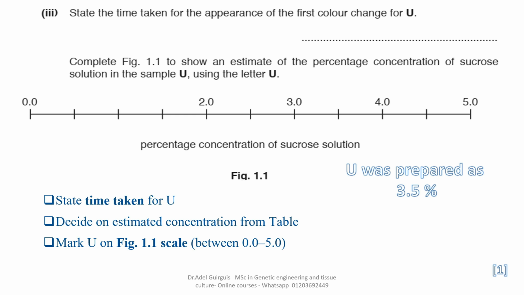I already prepared this, okay, 3.5%, and labeled the beaker with U, with unknown sample. So guess where 3.5 lies? Here, in this area, in between 3 and 4. So U must be written within 3 and 4. Okay, in between.